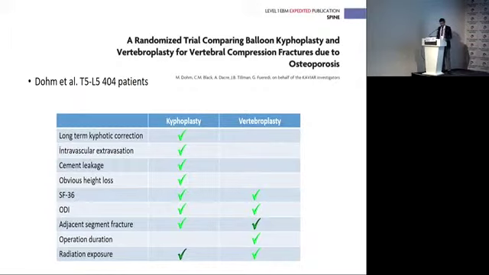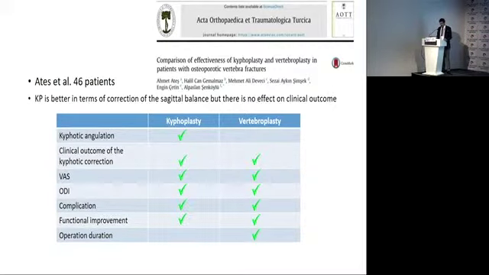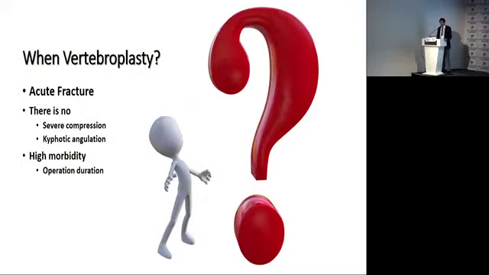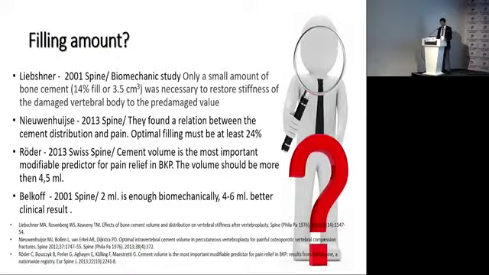There are a lot of studies comparing vertebroplasty and kyphoplasty, and all of the studies have nearly the same results. So, when do we need to use vertebroplasty? If the fracture is acute, and if there is no severe compression or kyphotic angulation, and if the patient has high morbidity, we need to use vertebroplasty instead of kyphoplasty.